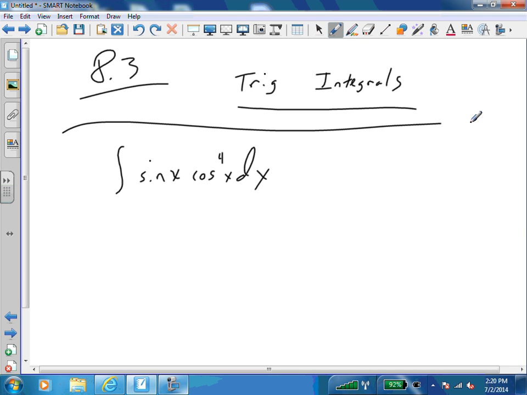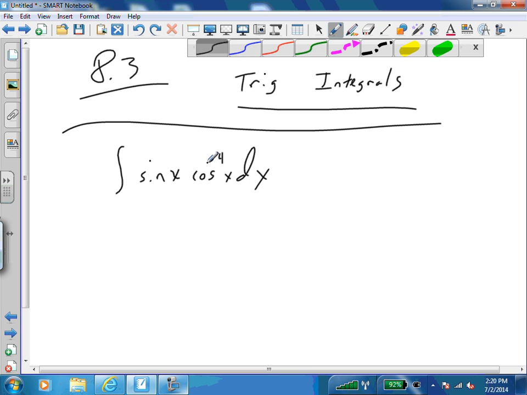And on page 524, they kind of list some guidelines. Some of these will have an odd number of sines and an even number of cosines. Some of them might have an even number of sines, an odd number of cosines. It could be that you end up with an even number of both or an odd number of both. So there are different things you do depending on which one you have.